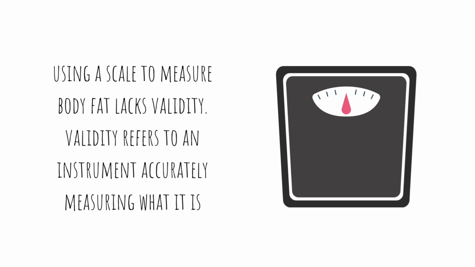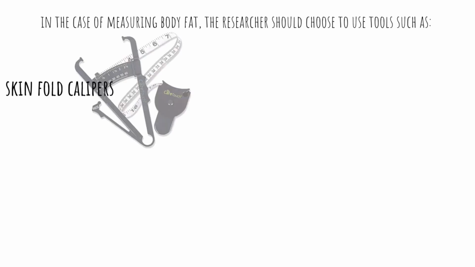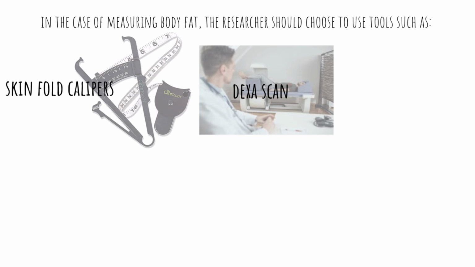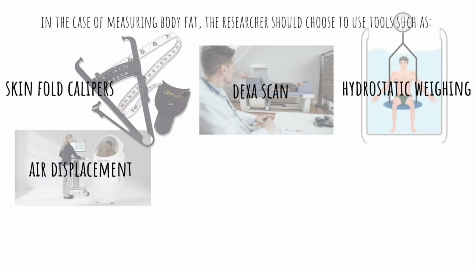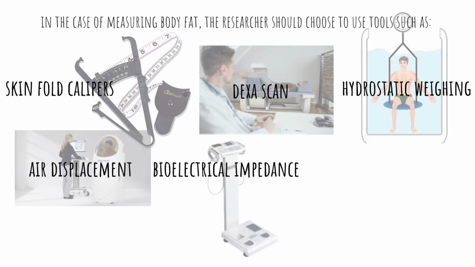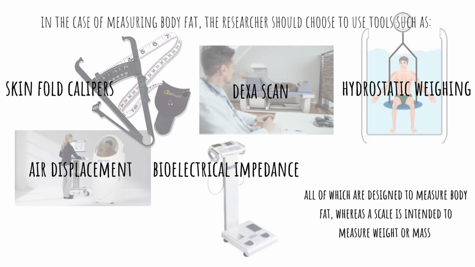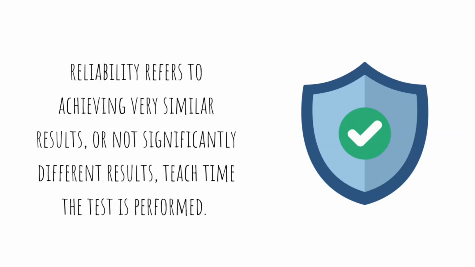Validity refers to an instrument accurately measuring what it is intended to measure. In the case of measuring body fat, the researcher should use tools such as skin fold calipers, a DEXA scan, hydrostatic weighing, air displacement, bioelectrical impedance, all of which are designed to measure body fat, whereas a scale is intended to measure weight or mass.